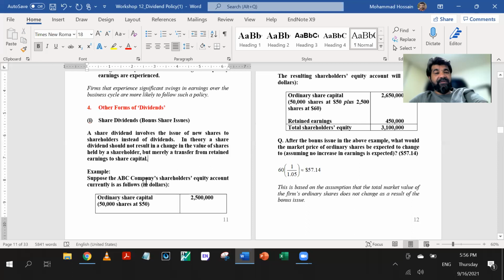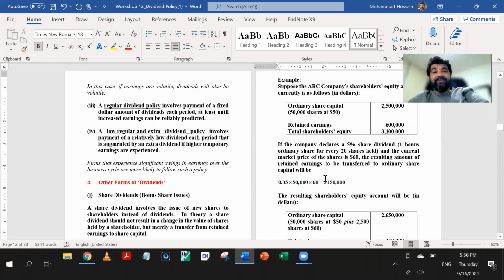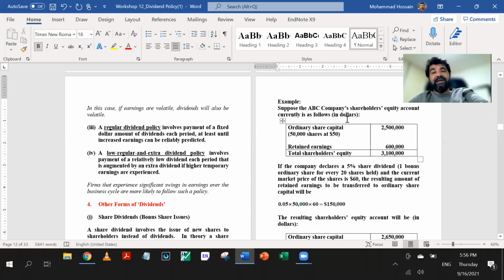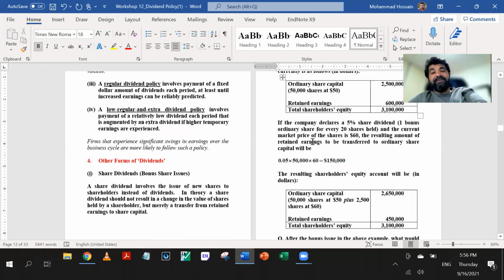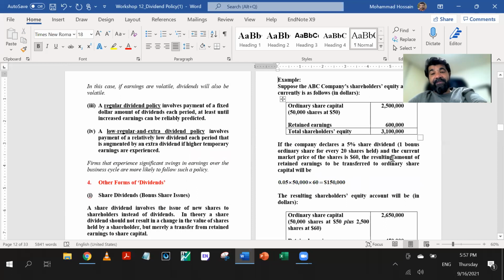Okay, suppose ABC company, that's an example here. Just check on this example. Suppose ABC company's shareholders' equity account currently is as follows. Ordinary share capital is 2.5 million, 50,000 shares, each share is $50. They have retained earnings of 600,000. The total shareholders' equity is $3.1 million. If the company declared a 5% share dividend, it means 5% of the retained earnings they will give.